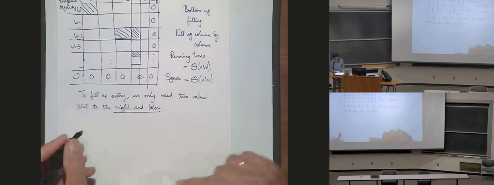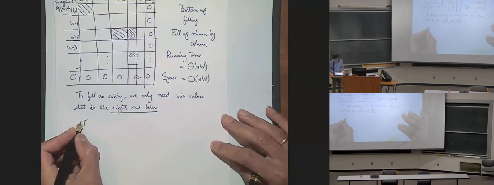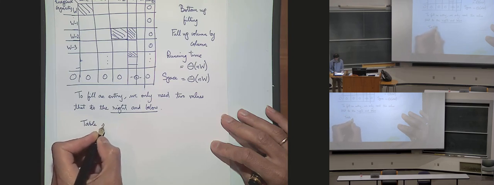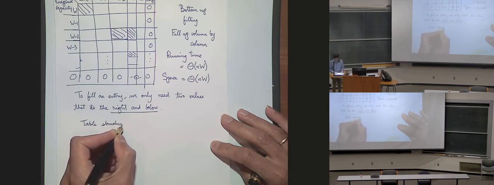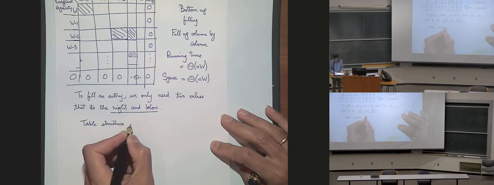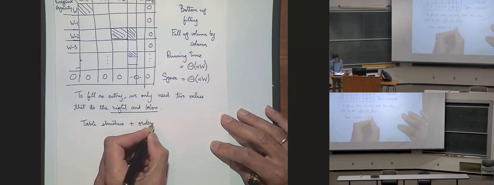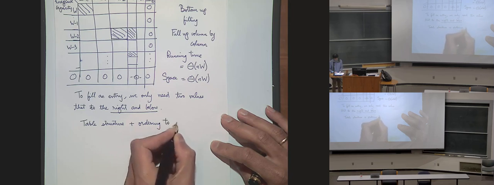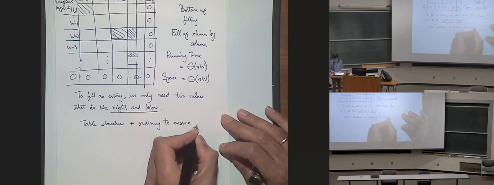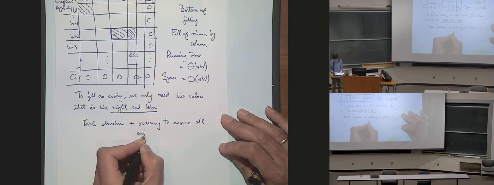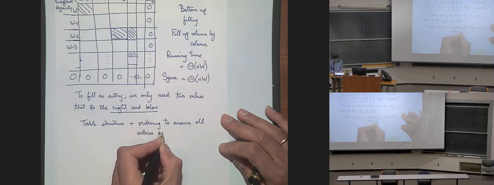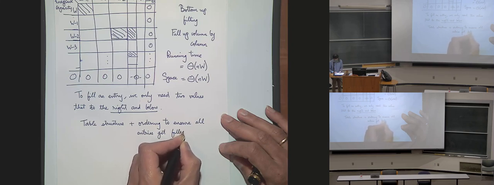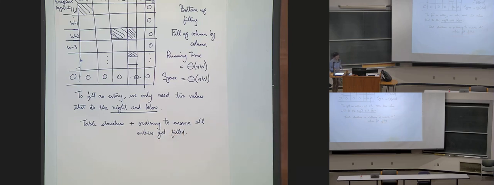So what you need over here is the table structure, plus the ordering to ensure all entries get filled. And you can essentially write out this filling up as pseudocode.